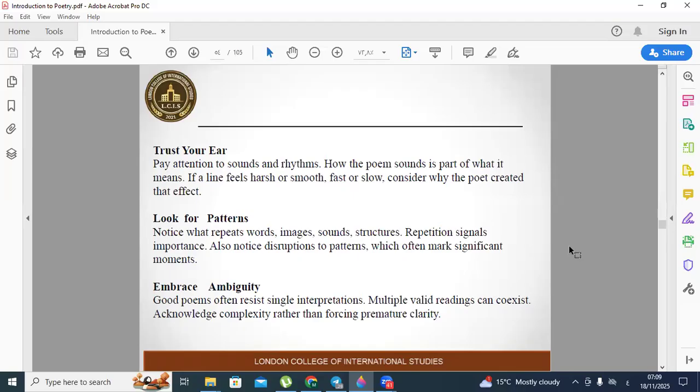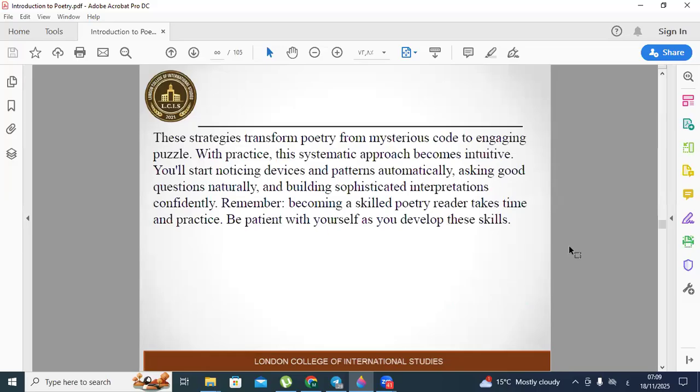Now, let's go to building analytical skills. These strategies transform poetry from mysterious code to engaging puzzle with patience. This systematic approach becomes intuitive. You'll start noticing devices and patterns automatically without consciously thinking, "I'm looking for metaphors now." You will ask good questions naturally. You'll build sophisticated interpretations confidently.